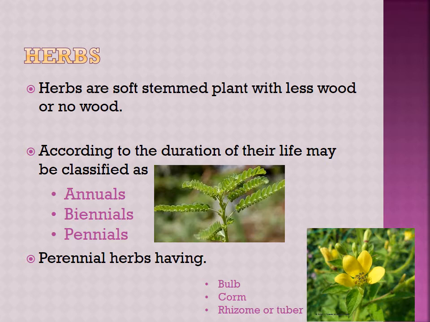Then according to the duration of their life, they may be classified as annual, biennial and perennial. Perennial herbs having a bulb or corm, like an underground stem, are termed geophytes. For example, Allium cepa. See these photographs. The first photograph is Phyllanthus amarus. The second photograph is Allium cepa.